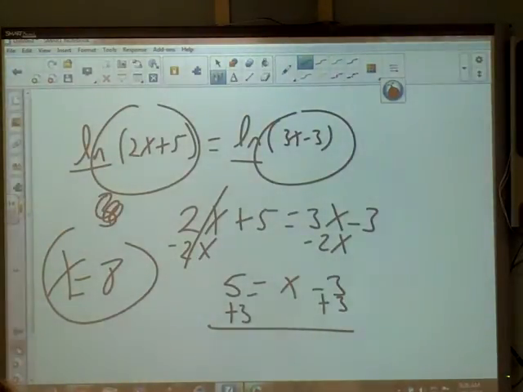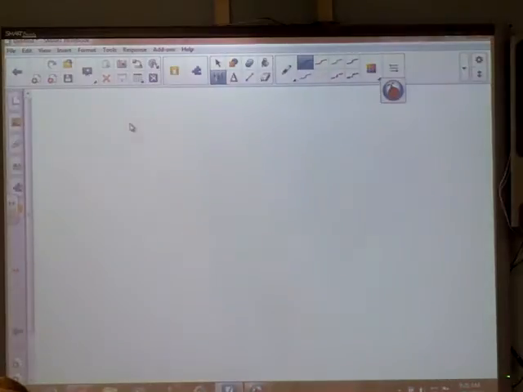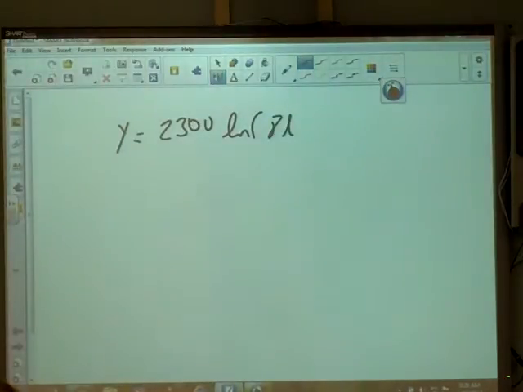Yep. 18, I got y equals 2300 times the natural log of 8t plus 3. So it says the number of new chainsaws sold t years after the introduction of a new model is given by that function. How many chainsaws will be sold 5 years after the new model is introduced? Round to the nearest whole number. 5 years, and it told you that t is the time in years.